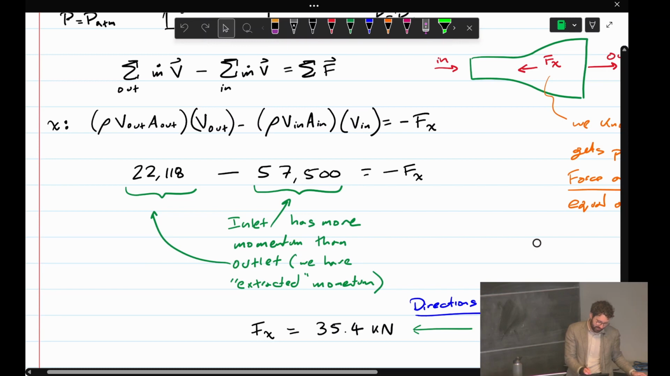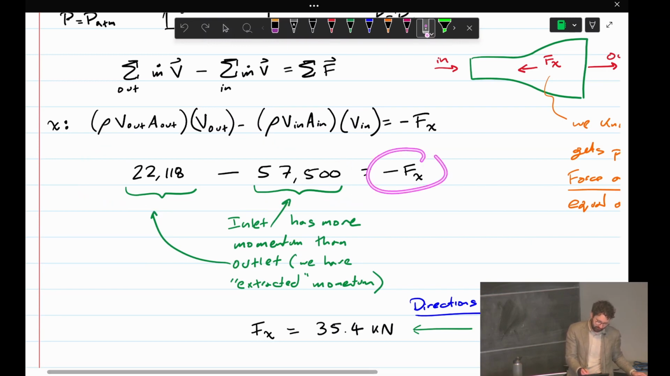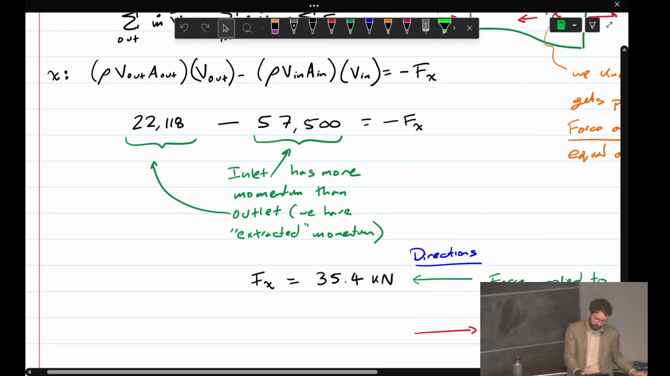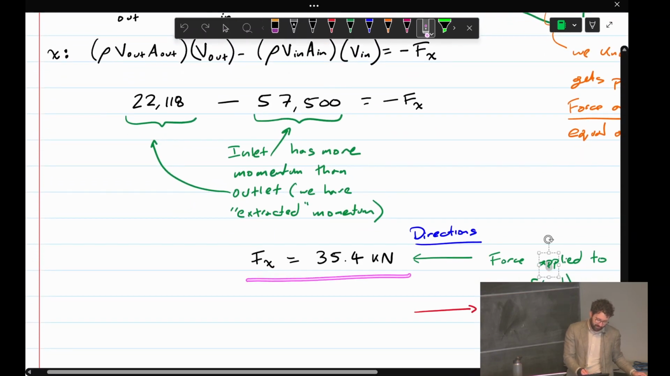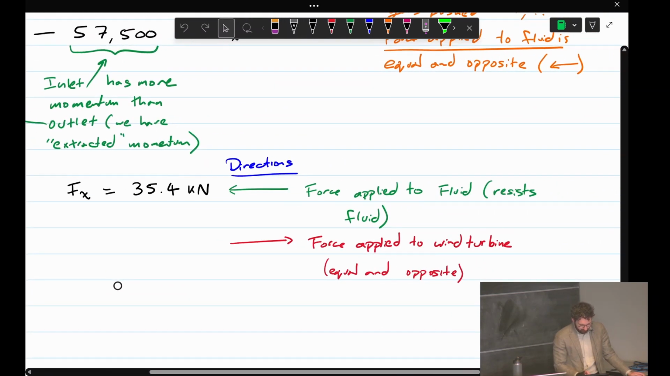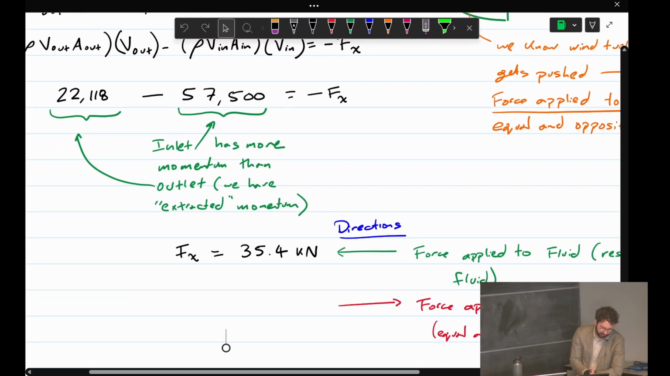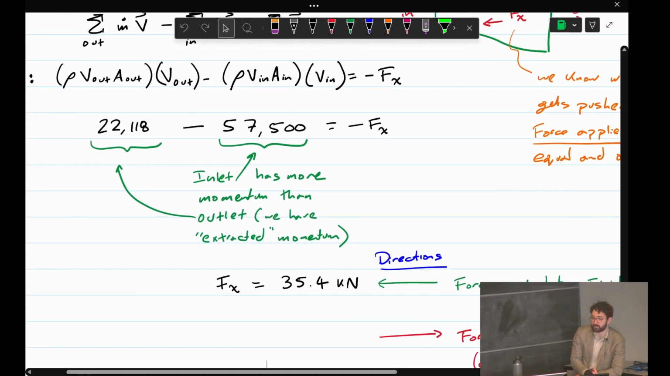So what you get is a negative number here on the left-hand side. We assumed negative on the right-hand side and we accounted for that. We get a positive number out, which means that the direction we assumed was correct. Just as a reminder, the force applied to the fluid is the opposite direction of the force applied to the wind turbine. It's an equal and opposite situation. Are there any questions? Yep.